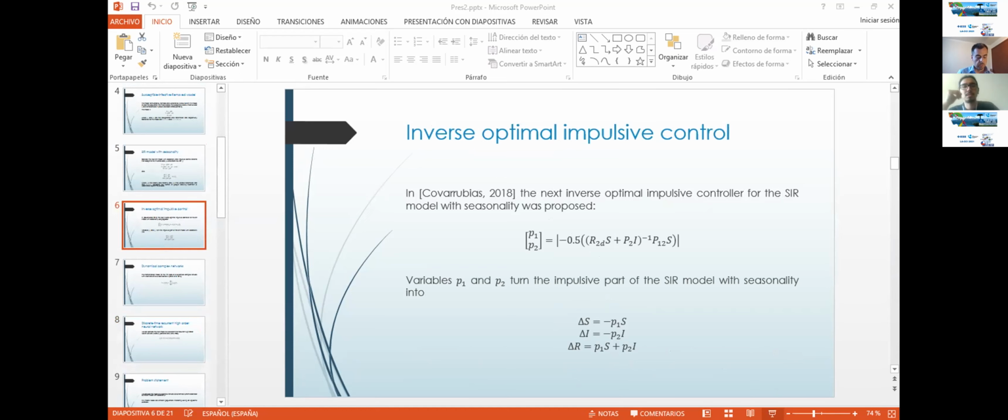This was the inverse optimal impulsive control developed by a former member of our team. And this computes the P, which are the portion of the class which are being removed, which are being treated against the disease.